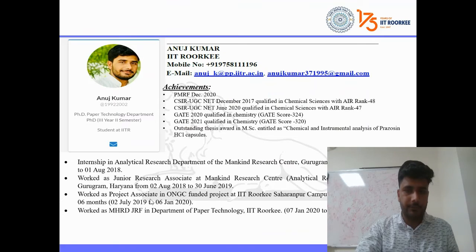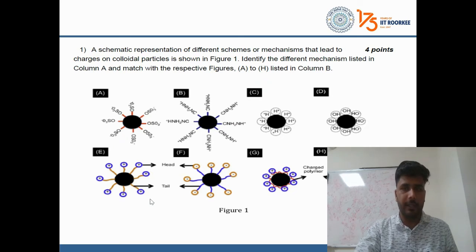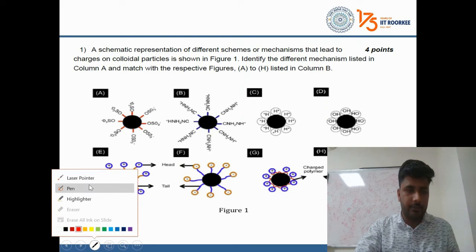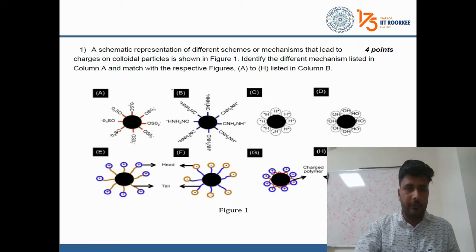So, without wasting further time, I will go to my first and only question for this session. The question demands a schematic representation. The eight mechanisms are shown in this figure one: A, B, C, D, E, F, G, and H. Every two of these pairs lead to different mechanisms, so we have to select the correct mechanism for these figures.